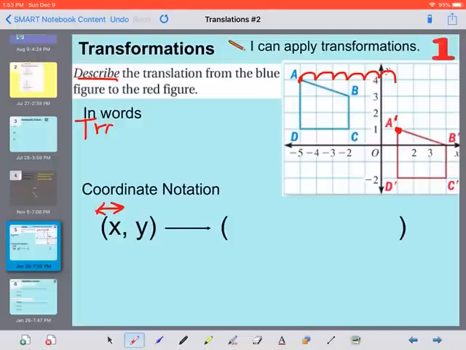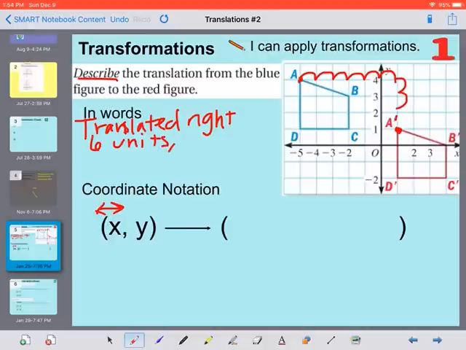We could write translated, oops, forgot the S, translated right. What did I just say? 1, 2, 3, 4, 5, 6 units. And then up and down, we move down 1, 2, 3 units. And also say translated right 6 units and down 3 units.